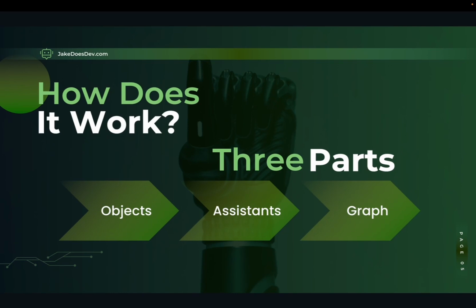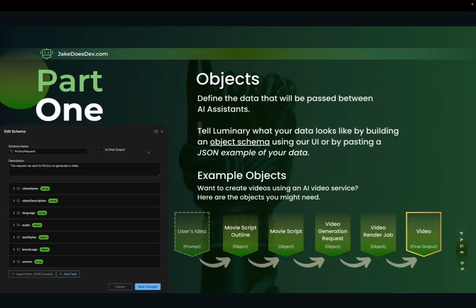There's three main parts to Luminary: objects, assistants, and graphs. The first part, objects, allows you to define the data that will be passed between assistants. By defining object schemas, Luminary makes it easy to pass these objects around.